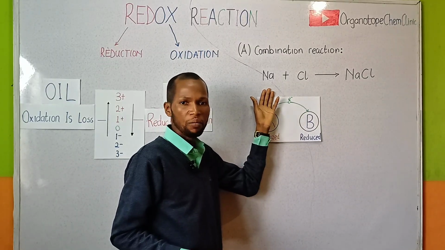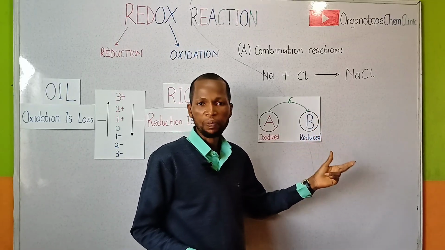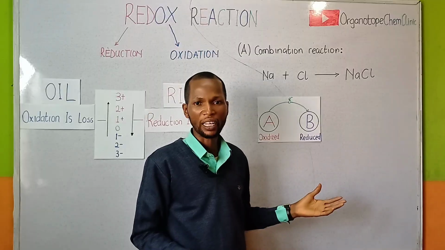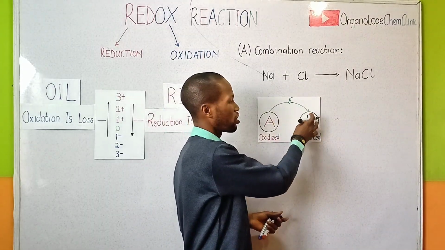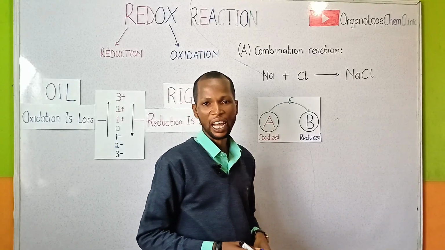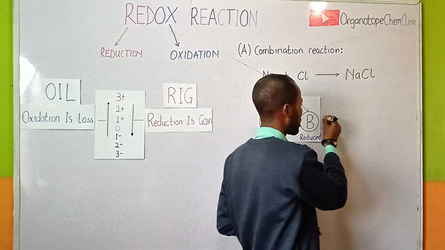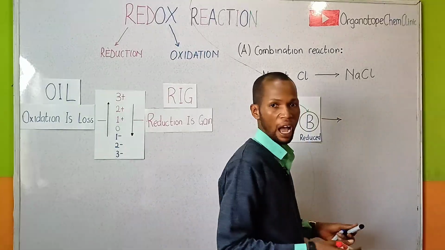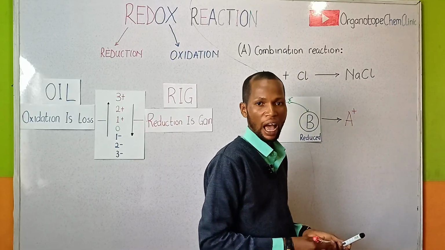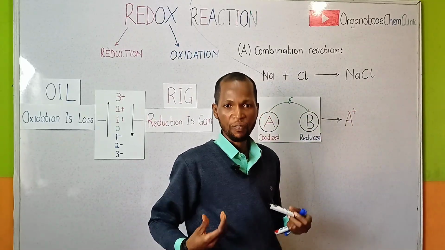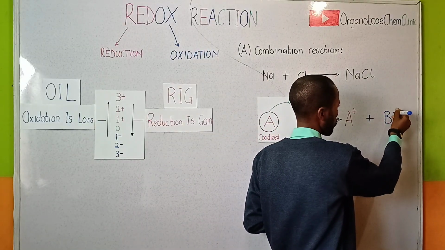The sodium atom donates one electron to the chlorine atom, which implies that the chlorine atom receives one electron from the sodium atom. So when atom A donates electron to parent atom B, it possesses a charge, and the charge is a positive charge, and it becomes A plus. And the atom B that receives electron from atom A becomes B minus.